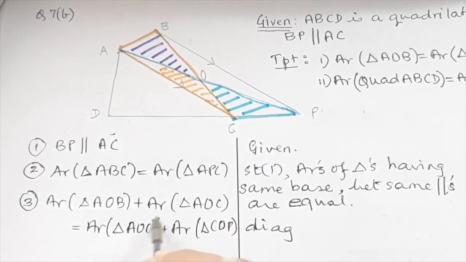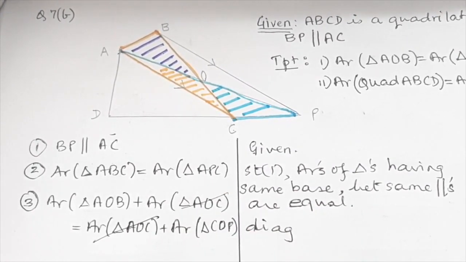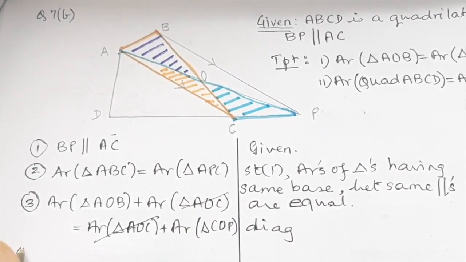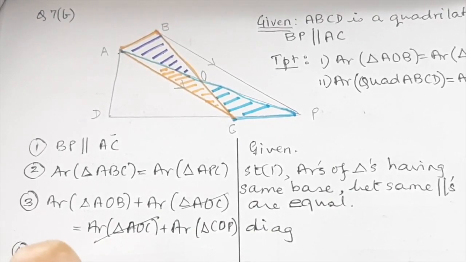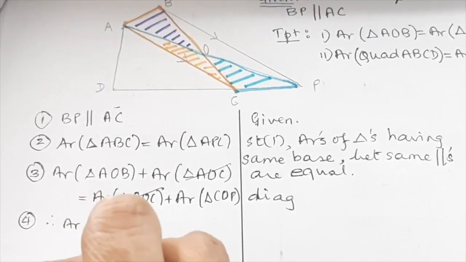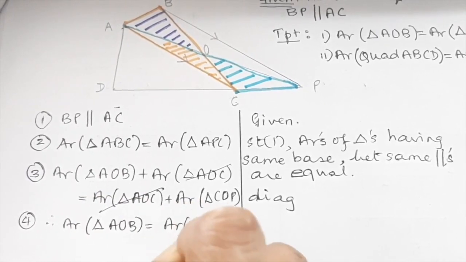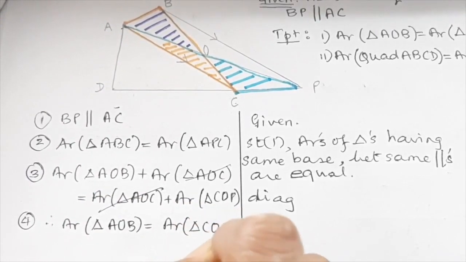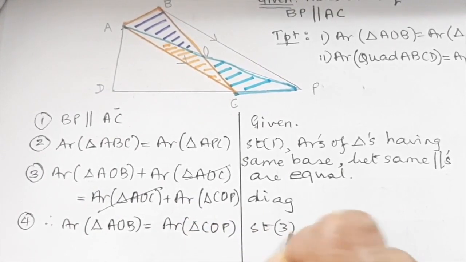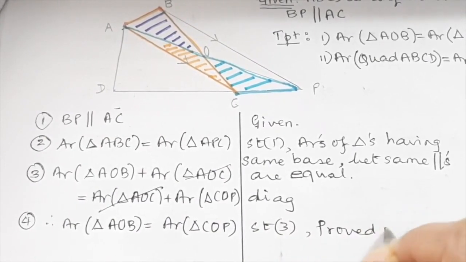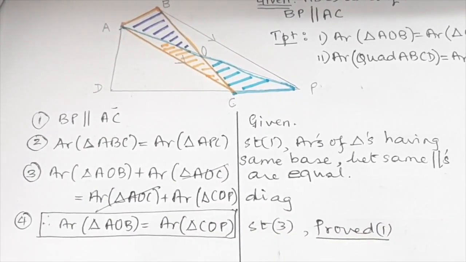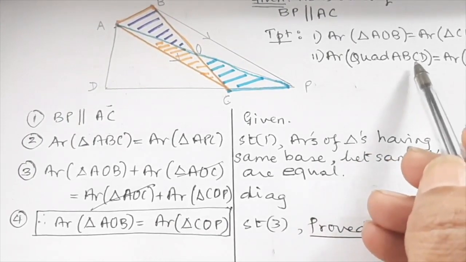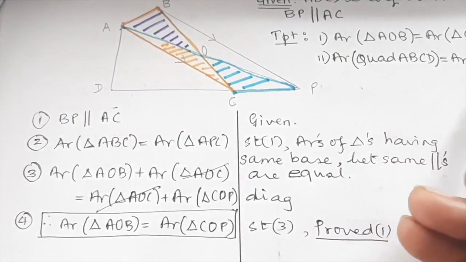Now you will see AOC from both sides, both the triangles will get cancelled, and then the fourth one will have: therefore area of triangle AOB is equal to area of triangle COP. This will be from statement 3 and proved the first part. Got that? Now the next part, they are asking us area of quadrilateral ABCD equal to area of triangle ABP.